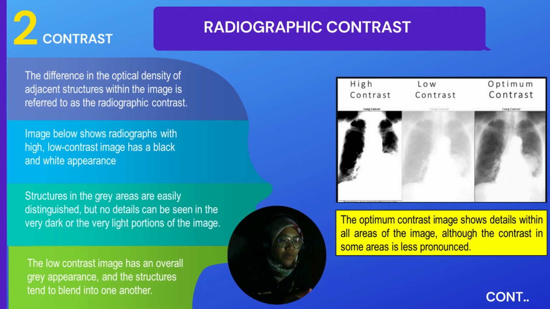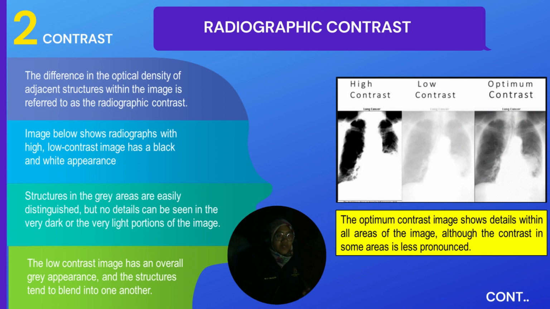Okay, number two is contrast. What is contrast? The difference in the optical density of adjacent structures within the image is referred to as radiographic contrast. The image here shows a high contrast image with a black and white appearance. Structures in the gray areas are easily distinguished, but no details can be seen in the very dark or the very light portions of the image.